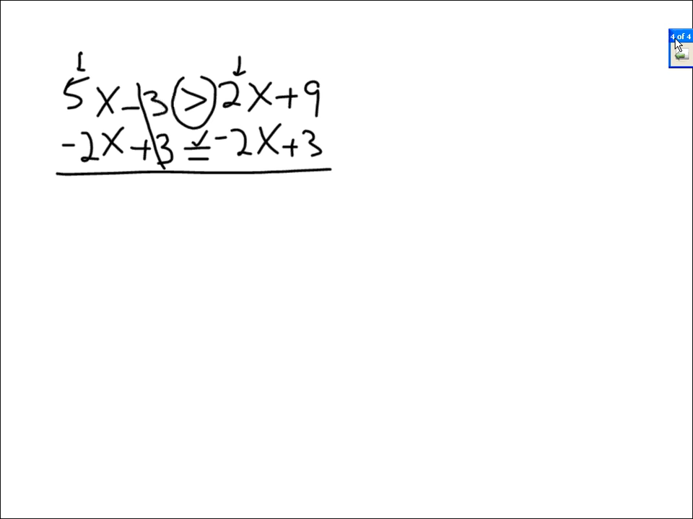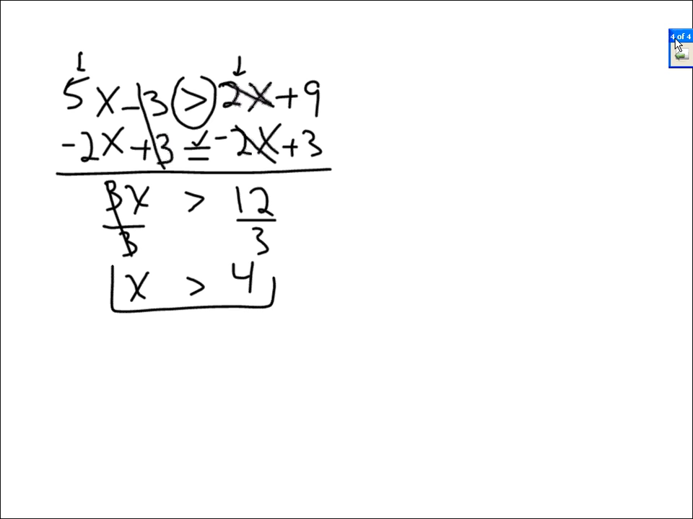We rig this to cancel. 5x minus 2x is 3x. We rig this to cancel. 9 plus 3 is 12. Divide by 3, get x. Divide by 3 on the other side, get 4. X is greater than 4. Doesn't equal, but it's greater than. Okay? So here's one answer.